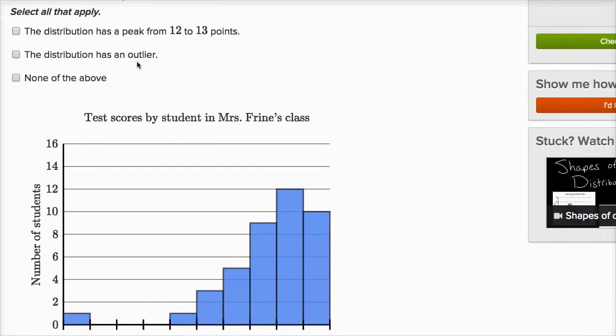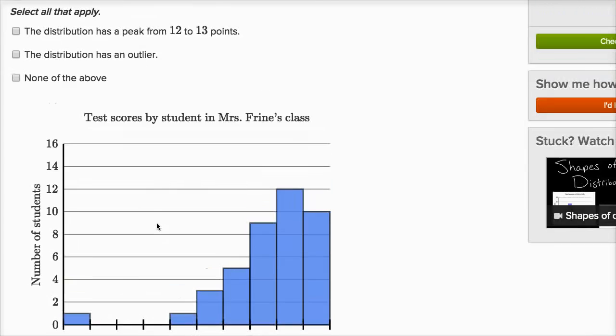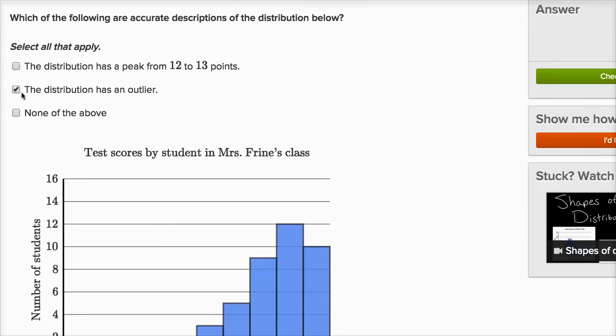The distribution has an outlier. Well, yeah, look at this. You have this outlier. Most of the students scored between 8 and 19 points. And then you have this one student who got between 0 and 1. It's really an outlier. You even see this when you look at it visually, it's not even connected to the rest of the distribution. It's way to the left. If something's way to the left or way to the right, that's an outlier, if it's unusually low or unusually high. So I would say this distribution definitely does have an outlier.